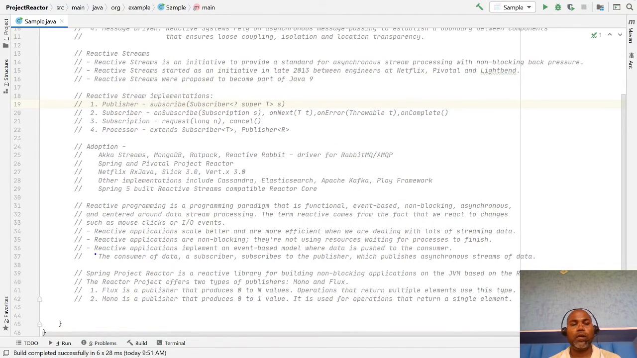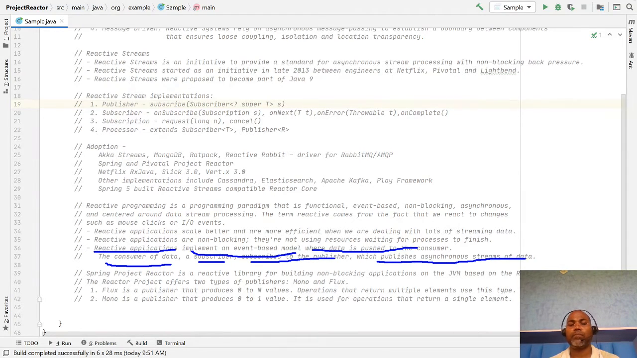Also, a reactive application implements an event-based model where data is pushed to the consumer, and the consumer of data subscribes to the publisher, which publishes an asynchronous stream of data.